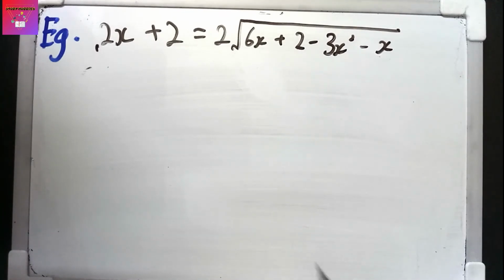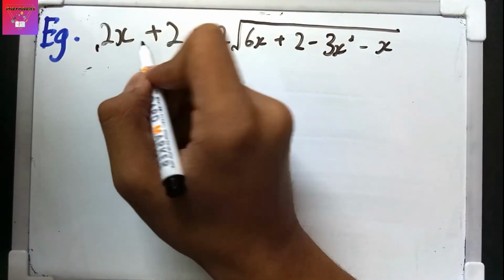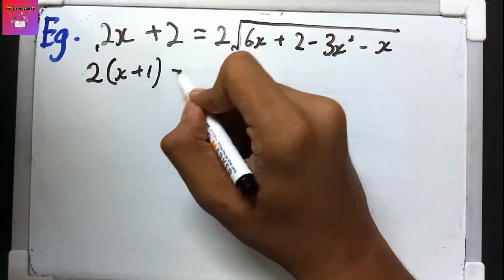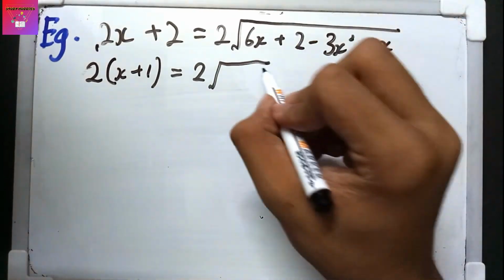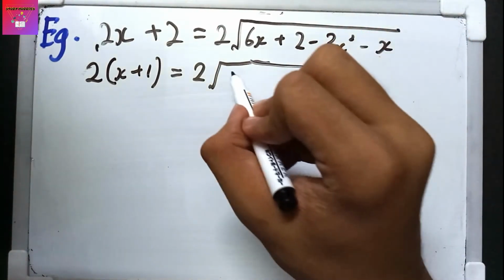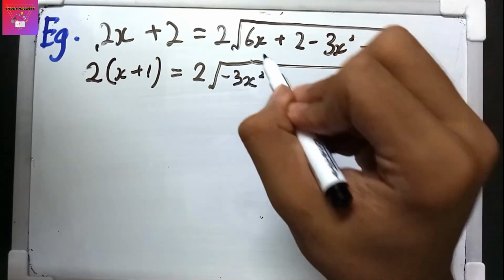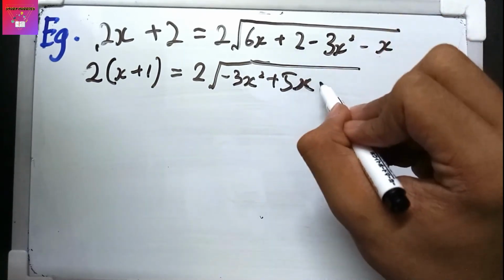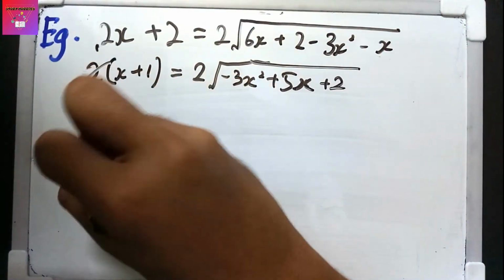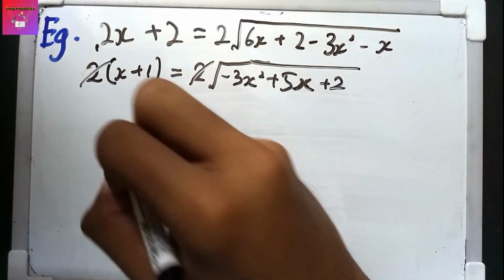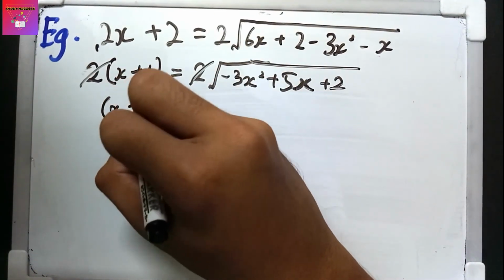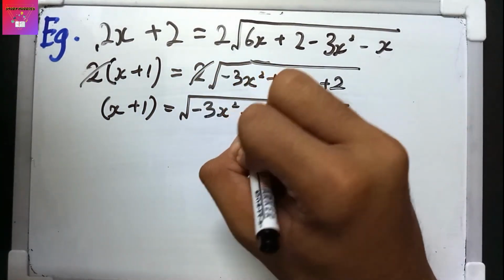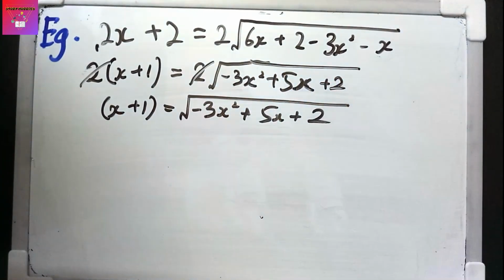So we can actually simplify the equation now. Okay, so 2x plus 2, we can remove the 2 and make it x plus 1 equals to 2 square root of, so this would become negative 3x squared, 6x minus x is a positive 5x, and plus 2. So we can immediately just cut off these two because they are ratios of each other. So now the equation is x plus 1 equals to square root of negative 3x squared plus 5x plus 2.